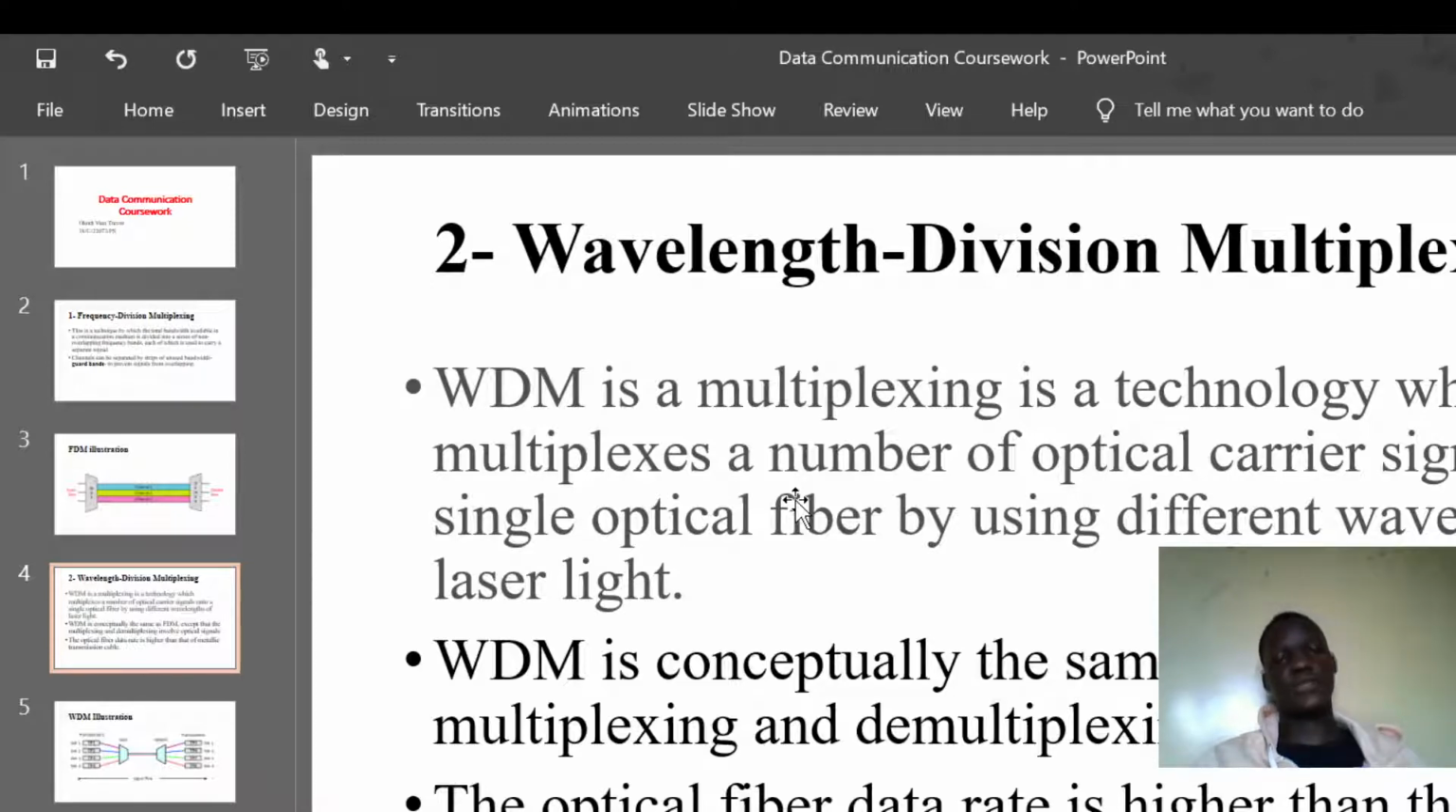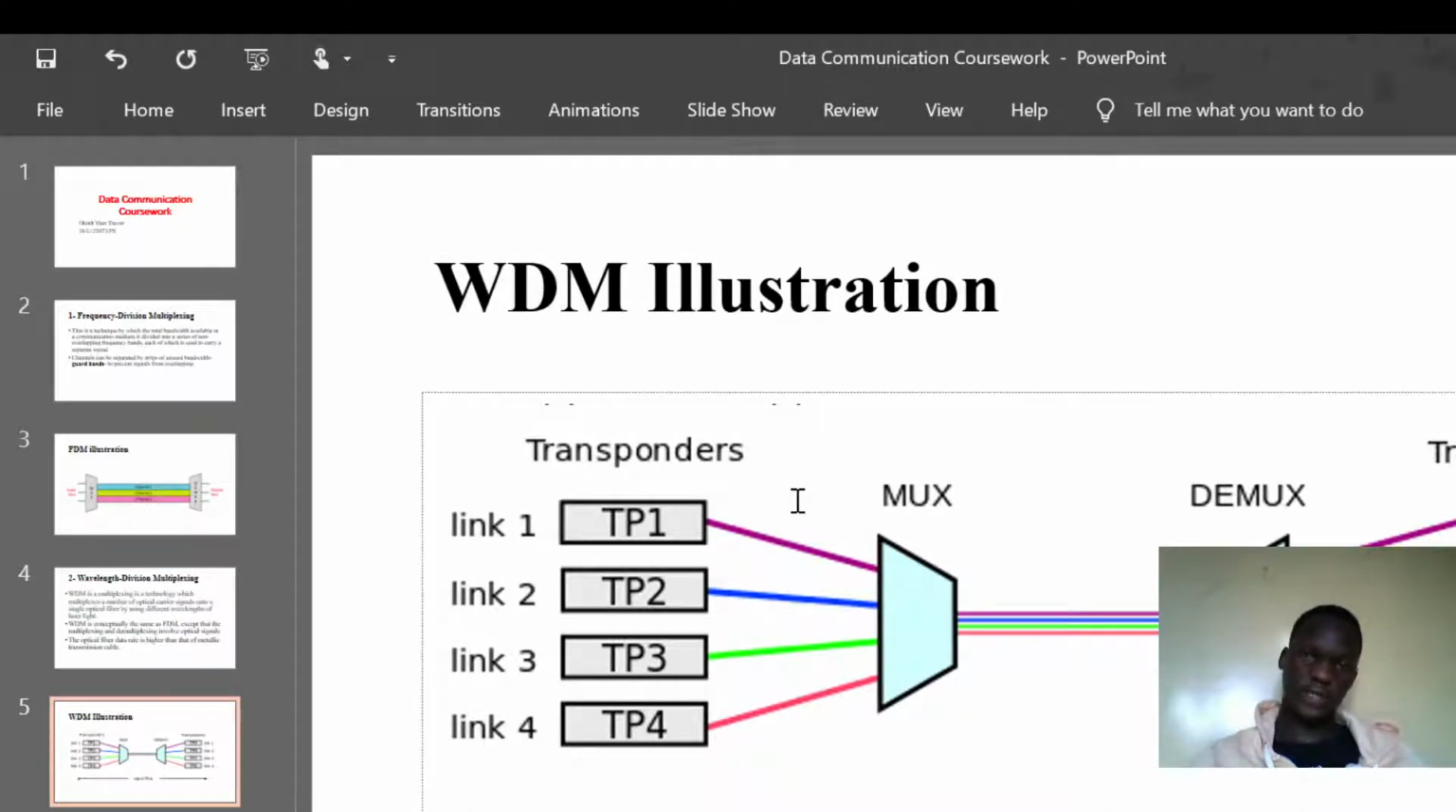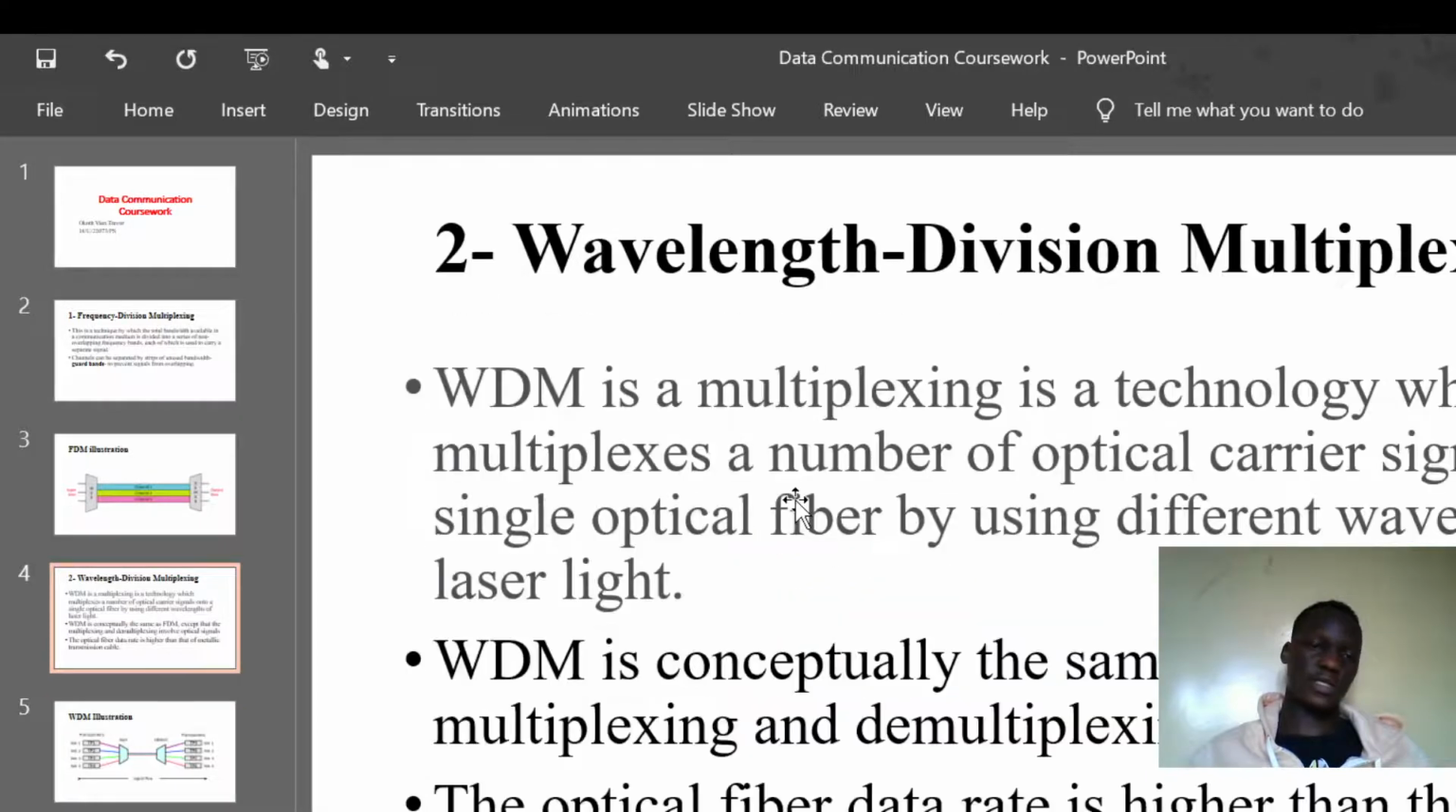So these signals, to be transmitted over the medium, should have similar wavelengths. When they are put into the multiplexer, they're transmitted, then separated into individual signals when they reach the demultiplexer. The optical fiber data rate is higher than that of the metallic transmission cable, which makes wavelength division multiplexing faster than frequency division multiplexing.